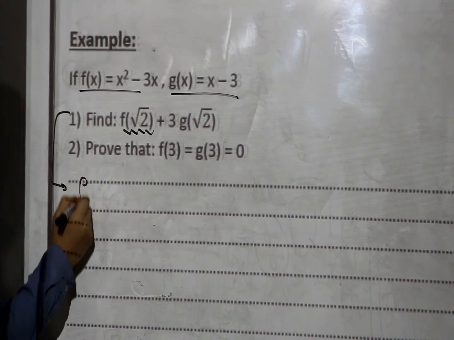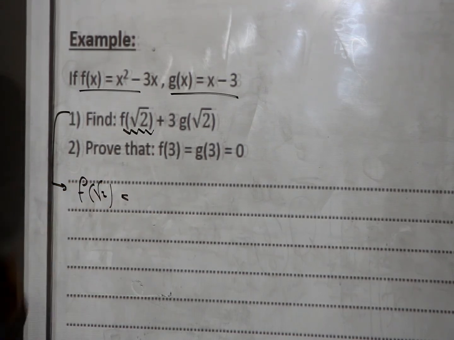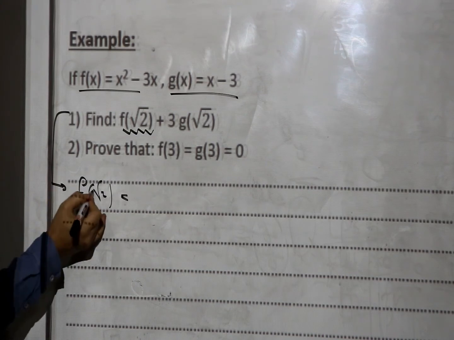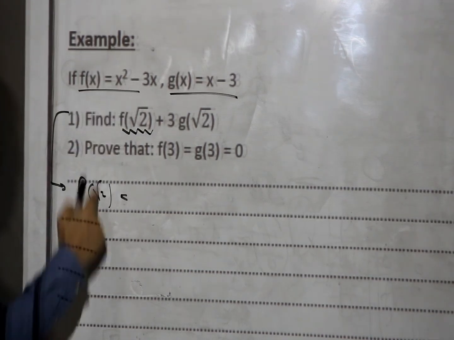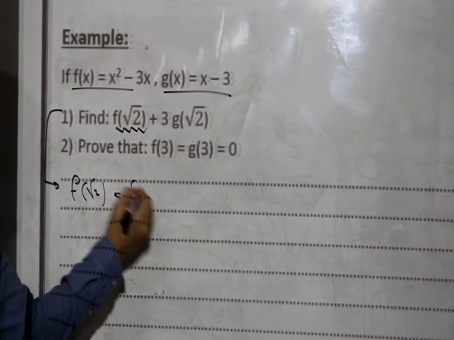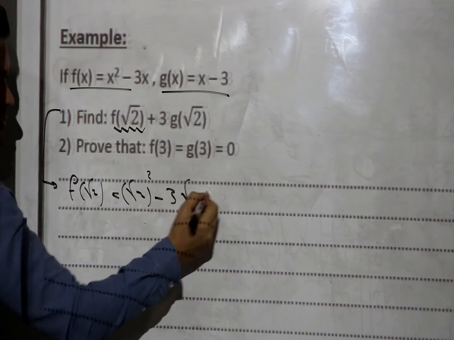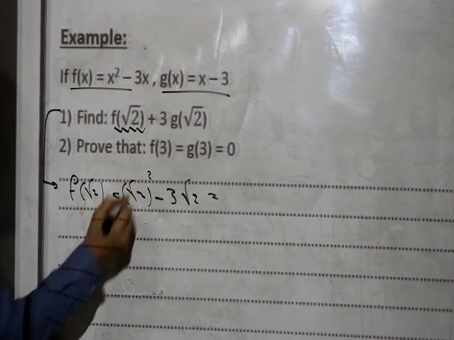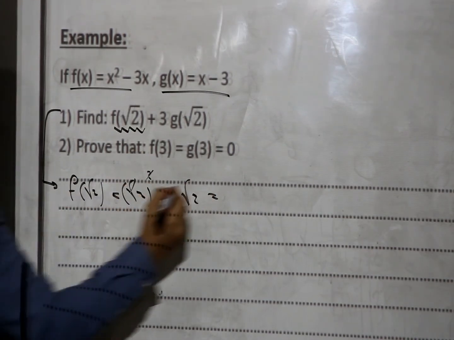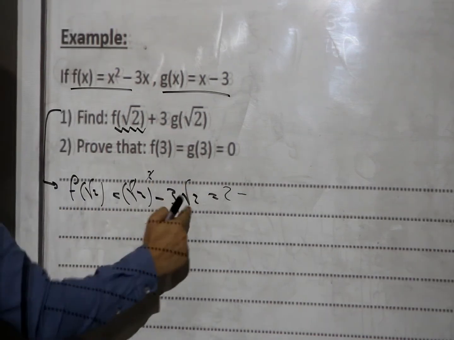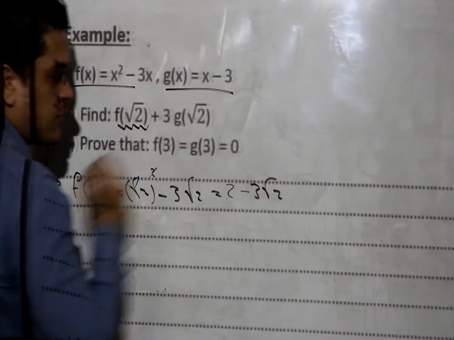First, I will find f of root 2. You have to substitute in the function f, x by root 2. So it is root 2 power 2 minus 3 multiplied by root 2. The result is root 2 power 2, the power 2 cancels with the square root, so the result is 2, minus 3 multiplied by root 2, 3 root 2.